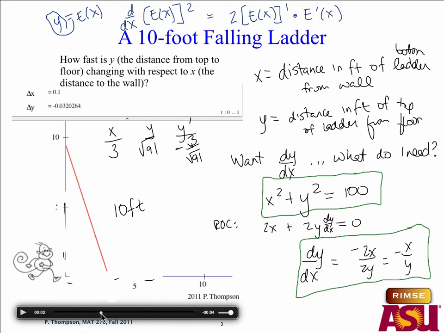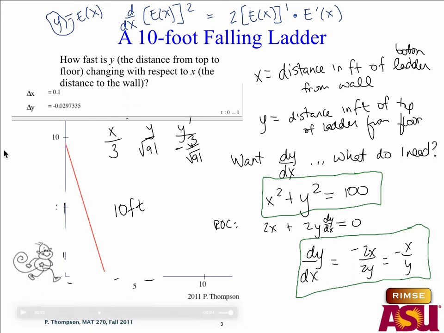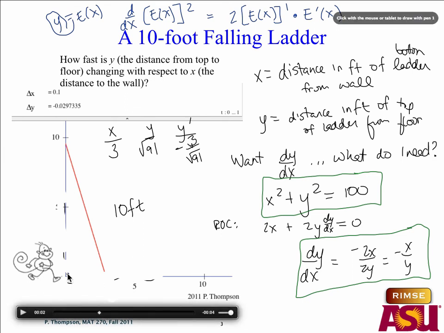So 3 is about there, we'll say. Okay. So we've got a distance of 3 between the bottom of the ladder, so 3 feet between the bottom of the ladder and the wall, and square root of 91 feet between the top of the ladder and the floor. And when the ladder is in this position, what's going on?